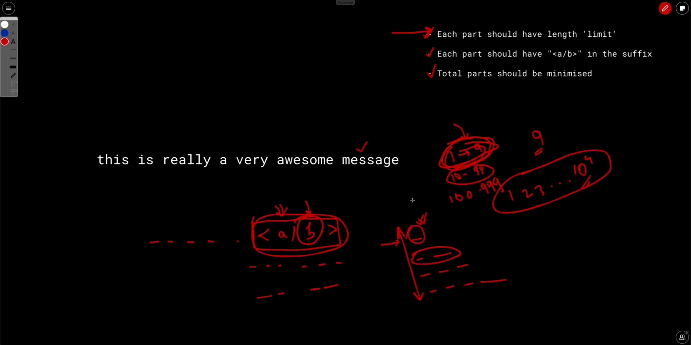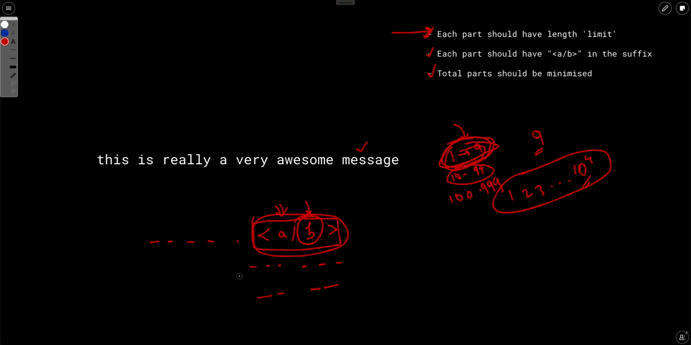Now we are sure that we have to try only four possible cases. One possible case is one character B. Second possible case, two character B. Third possible case, three character B, and fourth possible case, four character B. Now let's try them out one by one.